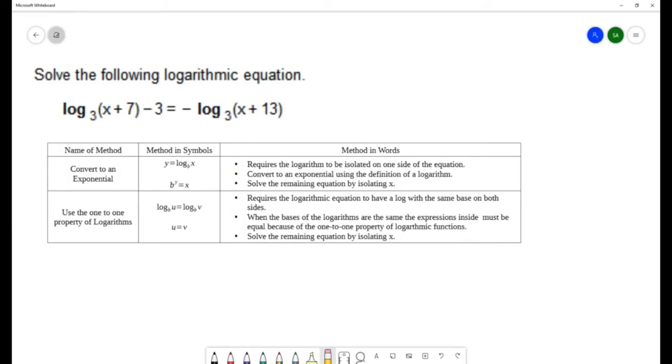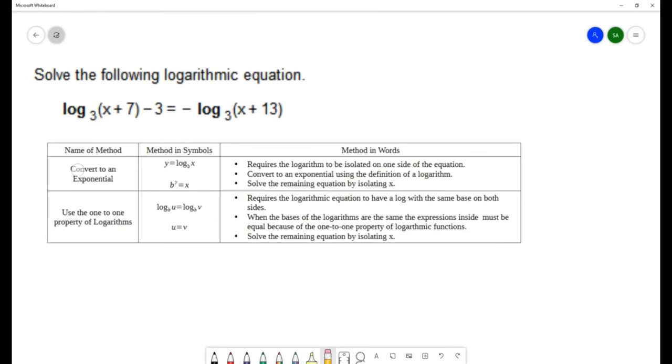In this question, we want to solve the following logarithmic equation: log base 3 of (x + 7) minus 3 equals negative log base 3 of (x + 13). So we've learned two methods for solving logarithmic equations, and I want to take a look at each one of them.